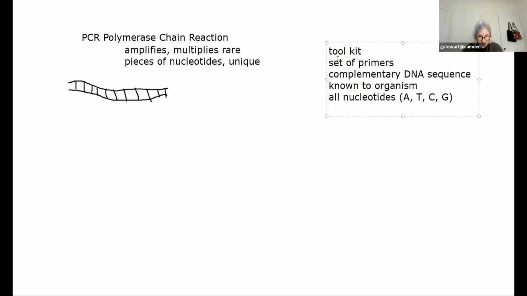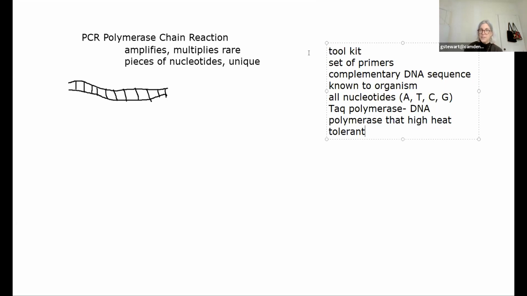You also have to have a special enzyme. You have to have a special DNA polymerase. It's called Taq polymerase. And it is a DNA polymerase that can withstand high heat. Okay, so if you have all those things, you're ready to go to do PCR.